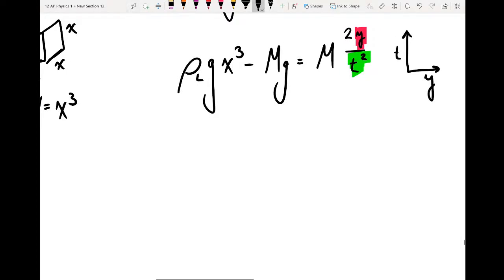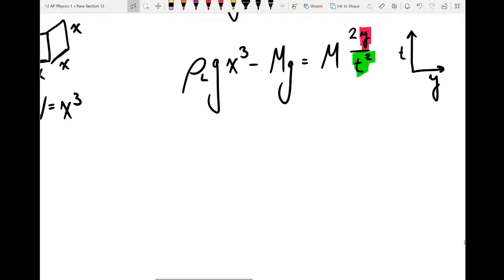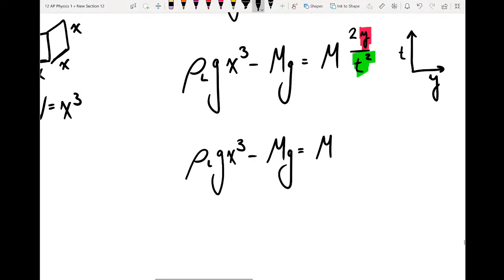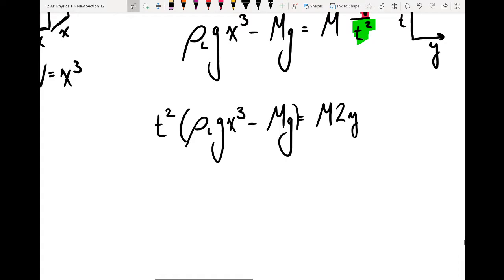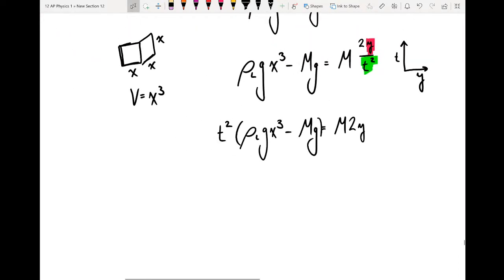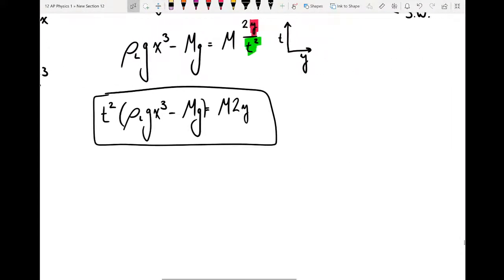So maybe I will multiply everything on this side by t squared and say rho L g x cubed minus mg equals m 2y, all multiplied by t squared. And then I've got something going. We're at a good enough point where we know what we want to do. We'll come back and look at the linearized version of this.